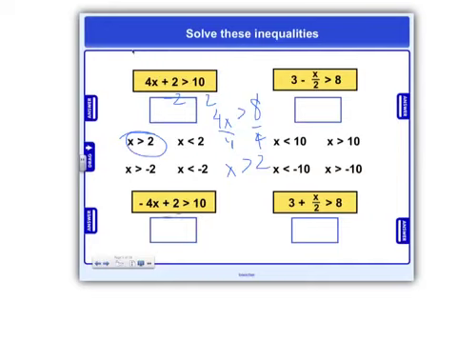This one, similar starting point, you have negative 4x is greater than 8. However, now that you're dividing by a negative, you're going to get x is less than negative 2 because we had to switch the signs.